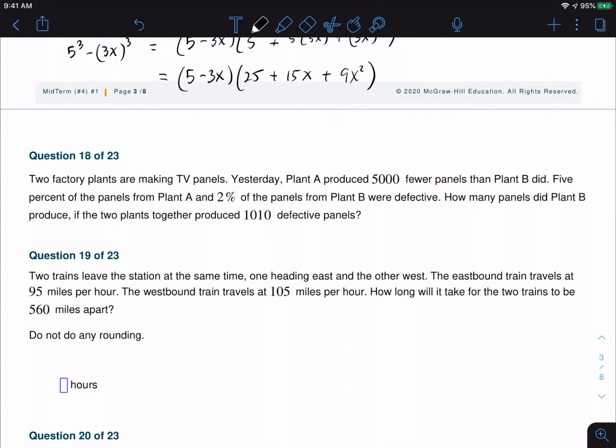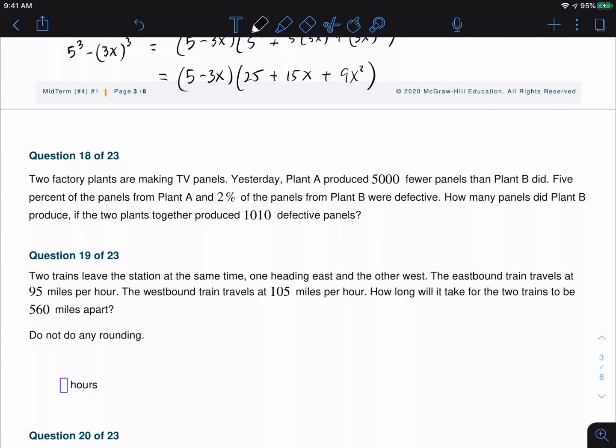All right, so for this problem here, it says 2 factory plants are making television panels. Yesterday, plant A produced 5,000 fewer panels than plant B. 5% of the panels from plant A and 2% of the panels from plant B were defective. How many did plant B produce if the 2 plants produced 1,010 defective panels?